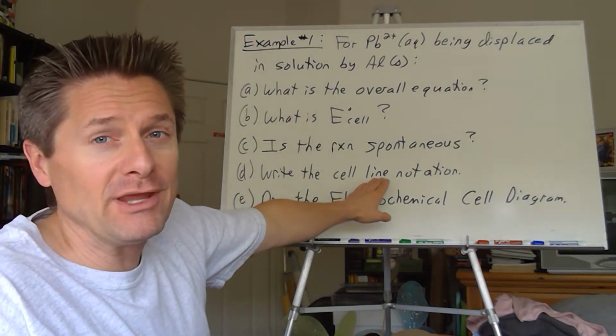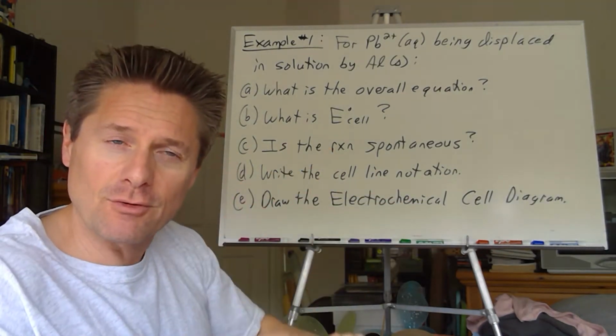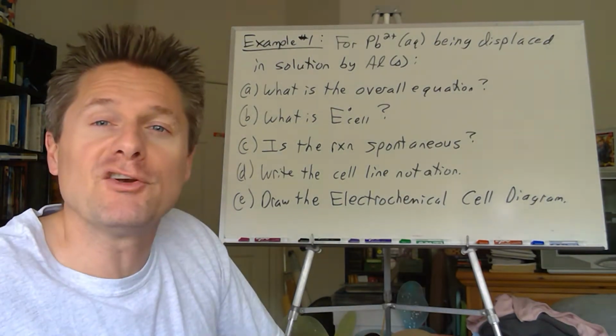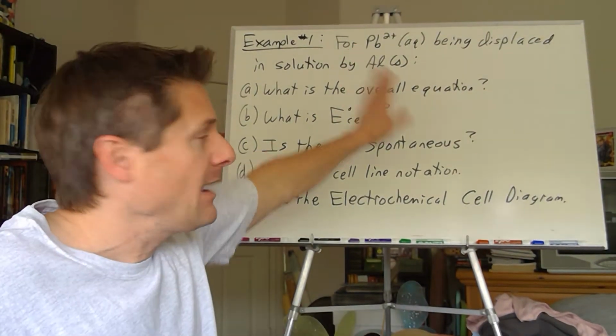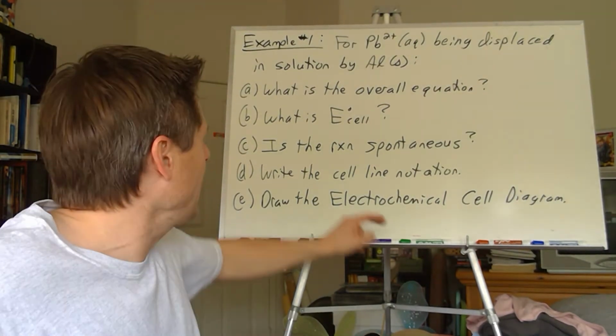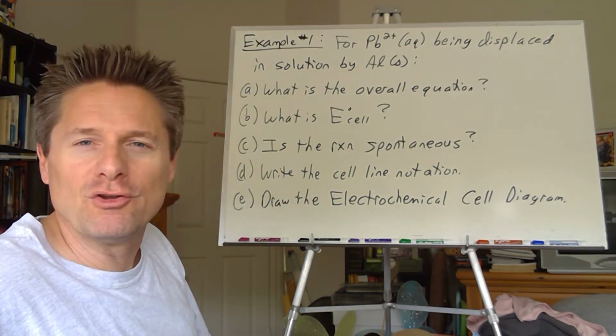I'm doing the full meal deal here, buffet. Do the cell line notation with the vertical lines, and then draw the entire electrochemical cell with all the beakers and voltmeters and salt bridges. Pause it, have at it. See how you do. And then I'll do them in sequence, although I like to combine A and B. A, B, and C I can kind of all do together.